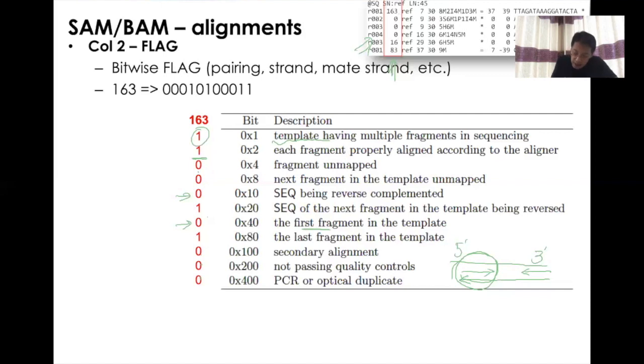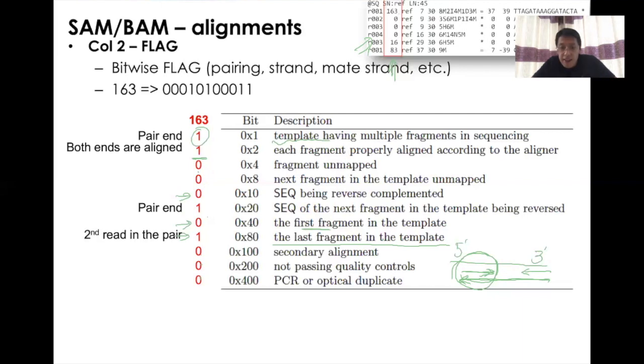Well, the next one is, is this the last fragment in the template? The answer is yes. So you can see this is the initial DNA fragment, and then this is the second read of that particular fragment. So overall, when we put all this information together, we will know this is a paired end, both ends aligned, and this is the second read in the pair.